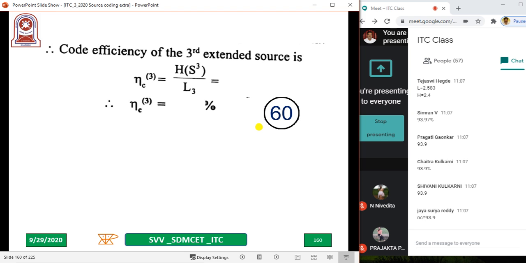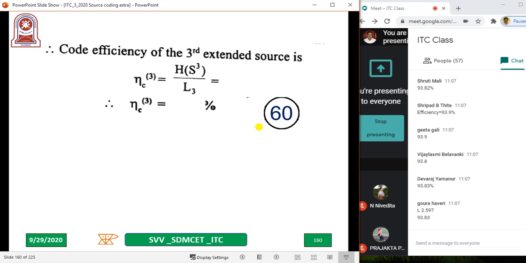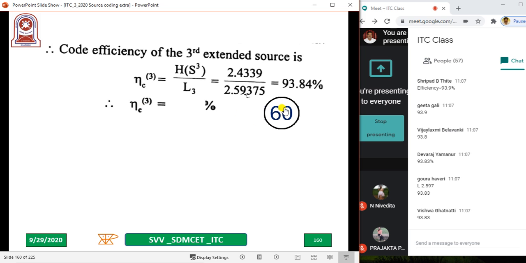Chaitra, Pragati, Jayasurya, Rohit, Bharat, Prajakta, Preeti, Tejasvi, Shruti, Shripad. Some names are not coming. Geeta, same names are coming again and again. Devraj, Vijayalakshmi. This is your attendance, what you are typing is your attendance. Devraj, Yamnur, 93. All are getting 93. Gauda, very good. So I'll show you the answer.